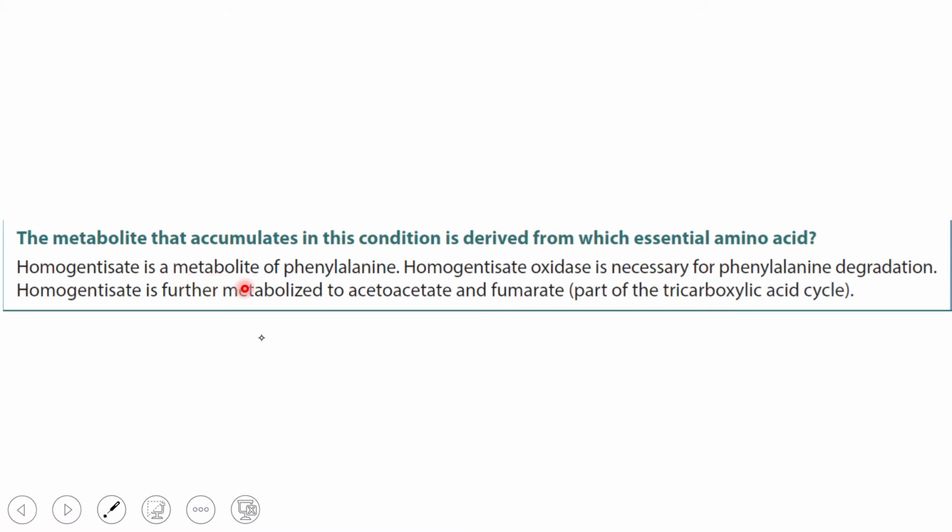So homogentisate is a metabolite of phenylalanine. Homogentisate oxidase is necessary for phenylalanine degradation. Homogentisate is further metabolized to acetoacetate and fumarate, as we have talked earlier, part of the tricarboxylic acid or the TCA cycle.